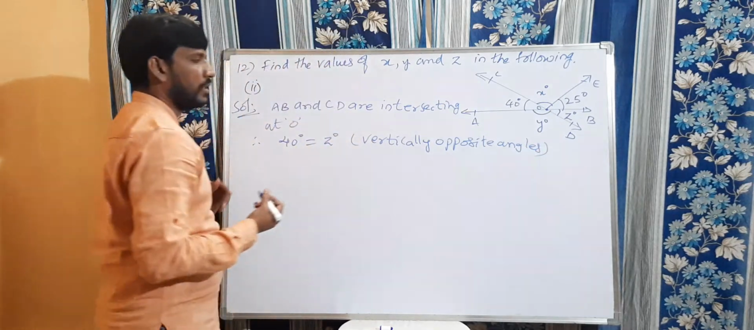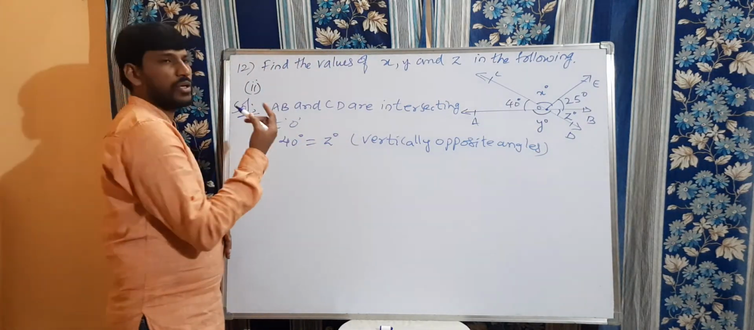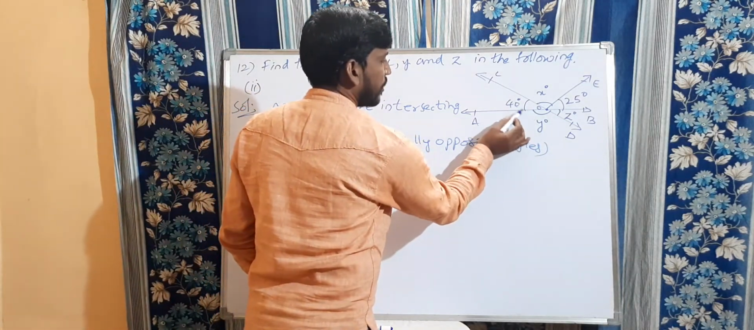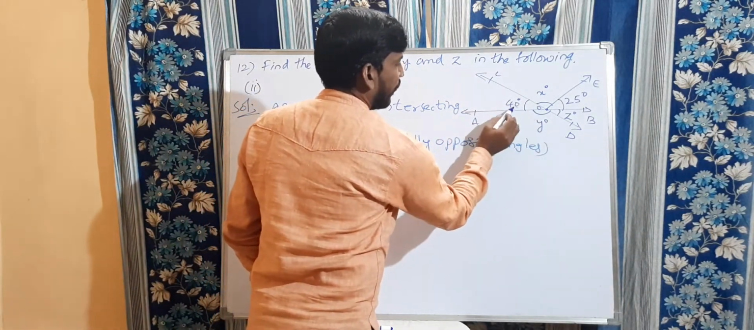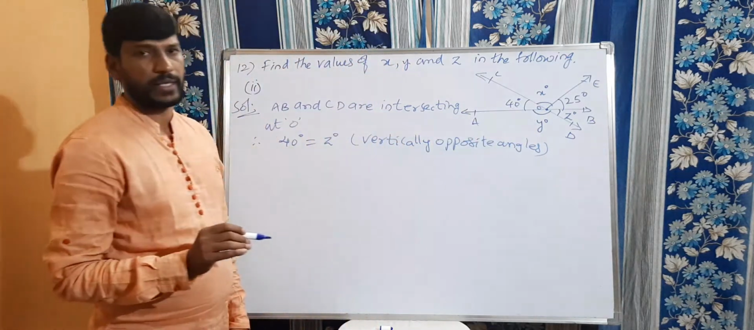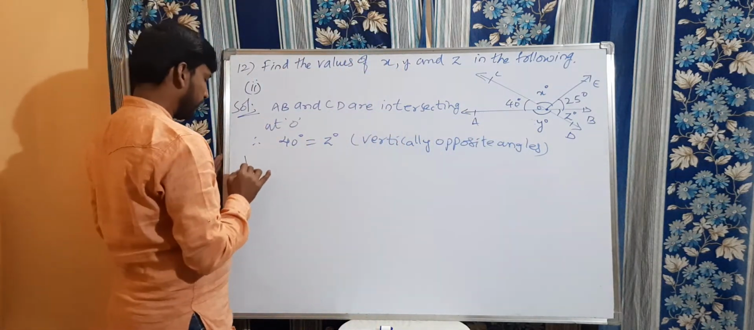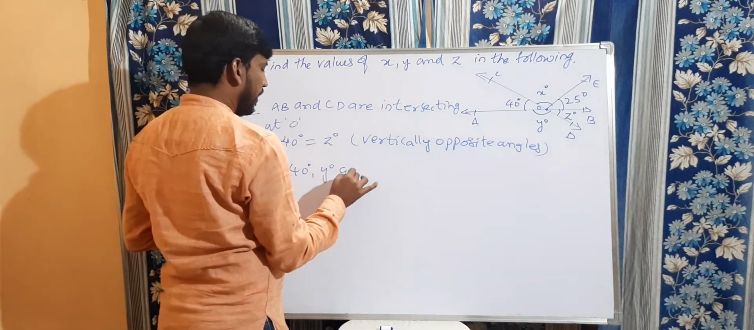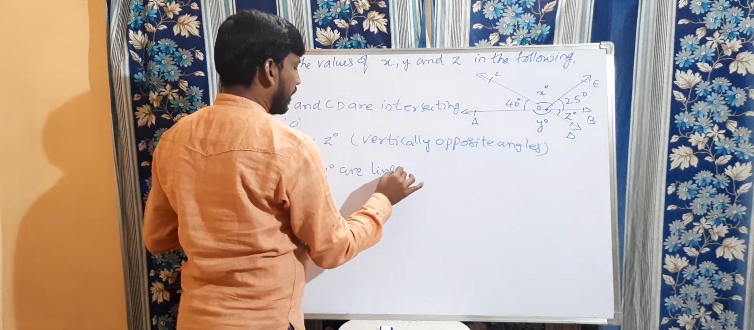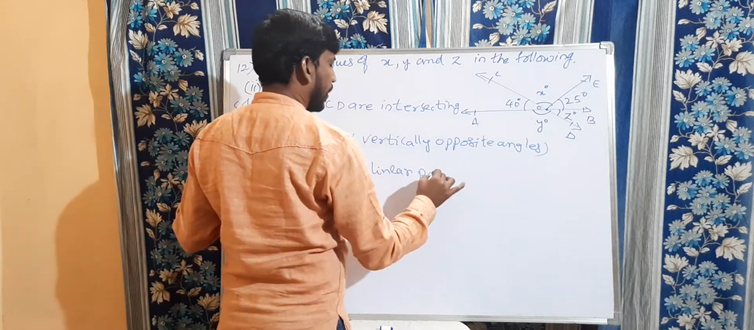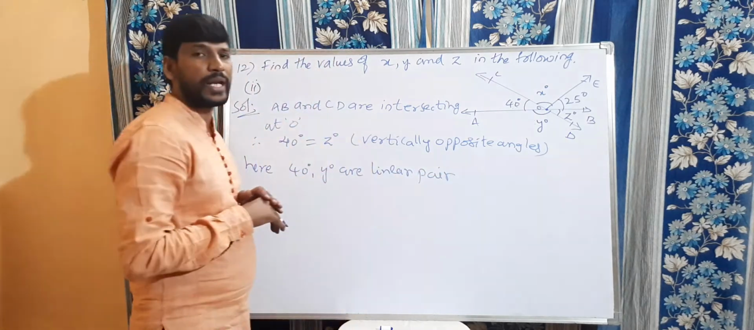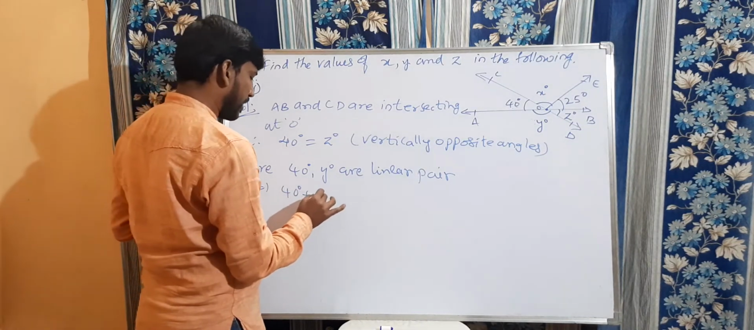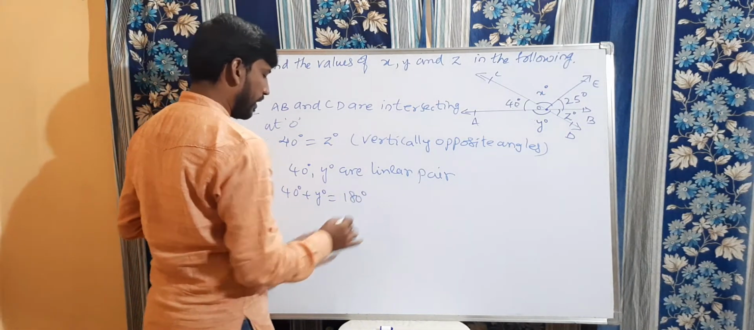Right? Then next, we got Z equal to 40 degrees. Now let us see this here, 40 plus Y. CD is the line. Now 40 plus Y both are a linear pair. Here 40 degrees and Y degrees are a linear pair. A linear pair is nothing but the sum of those two angles will be 180 degrees. Which implies 40 degrees plus Y degrees is equal to 180 degrees.